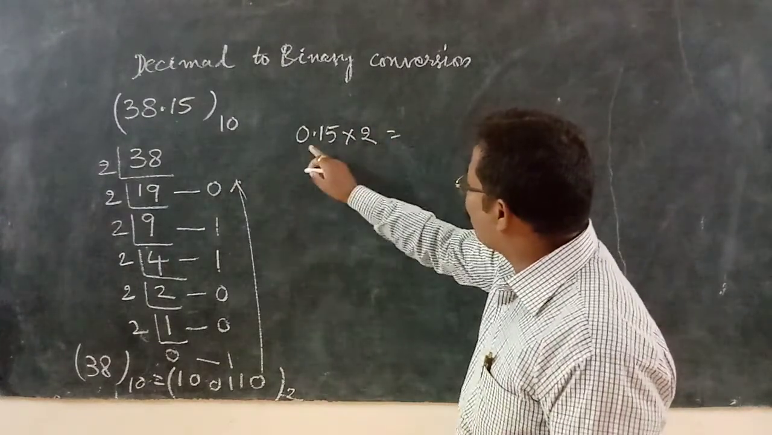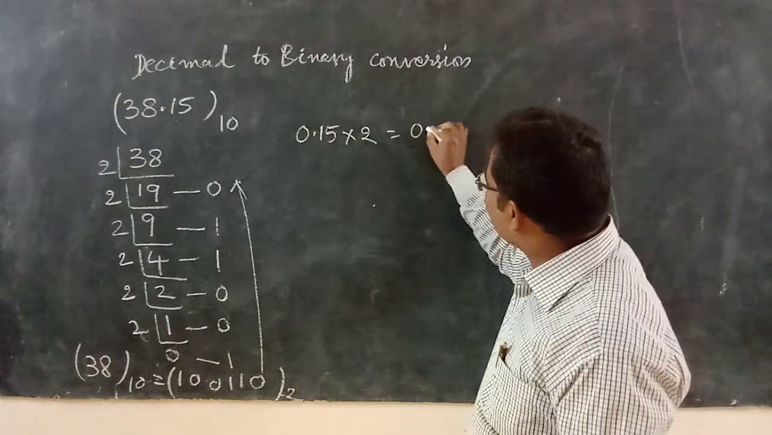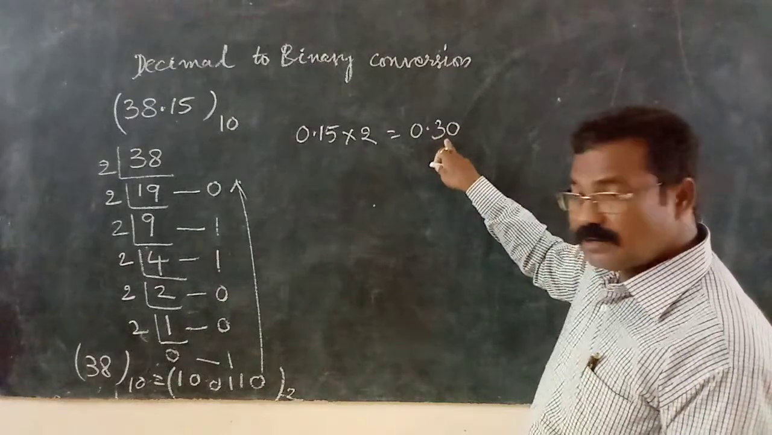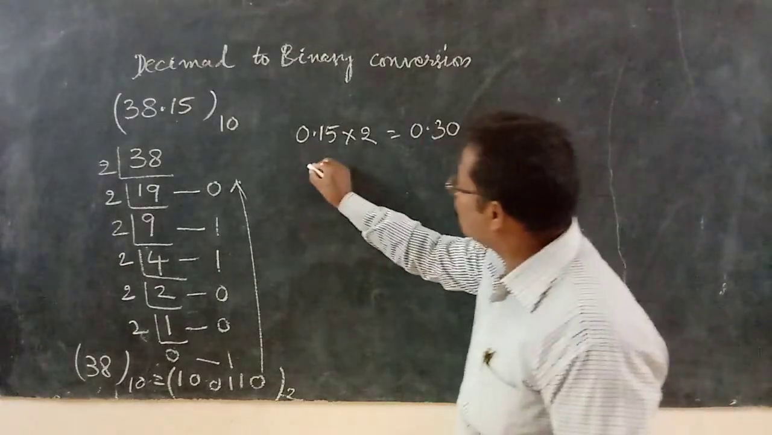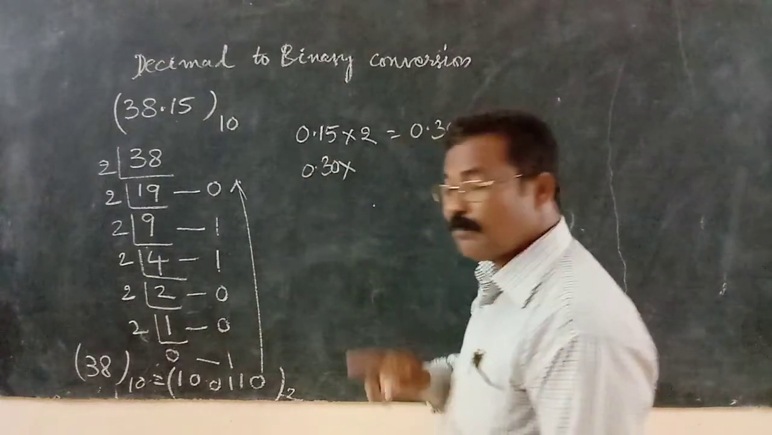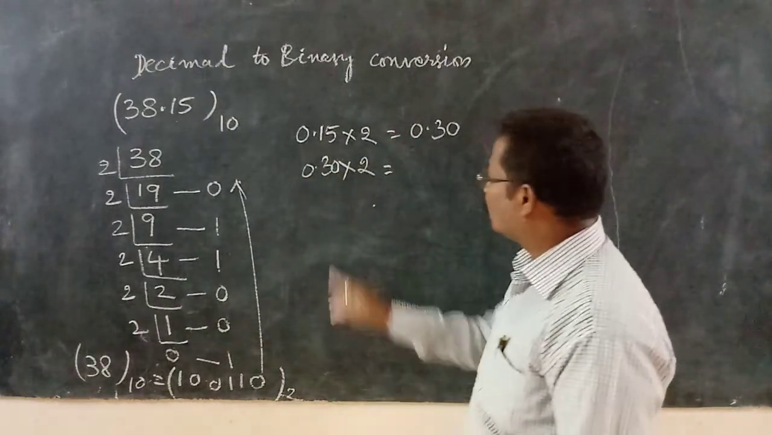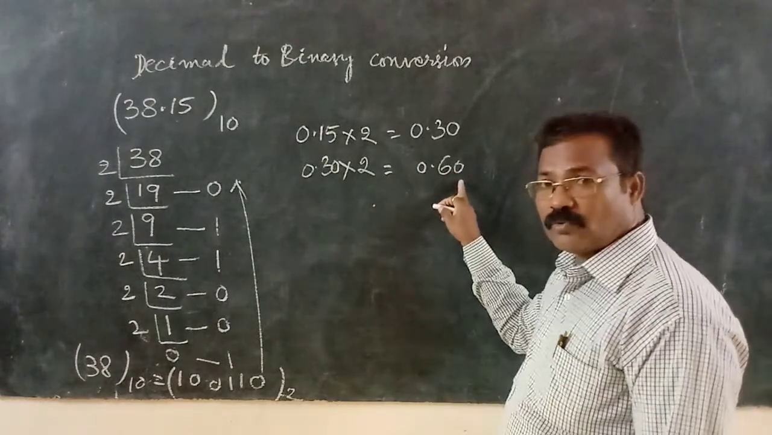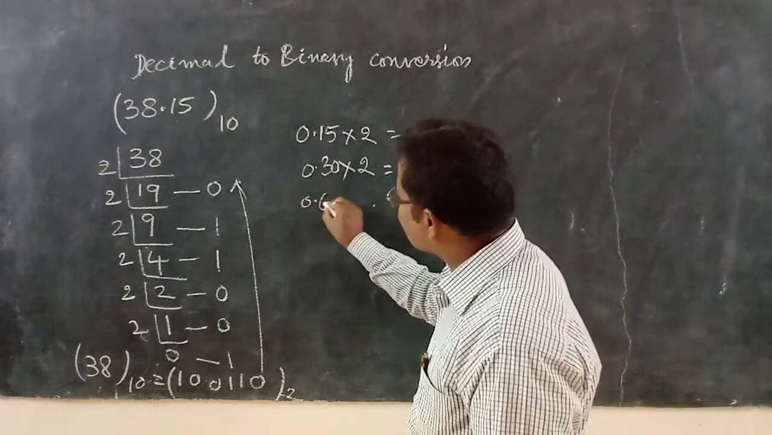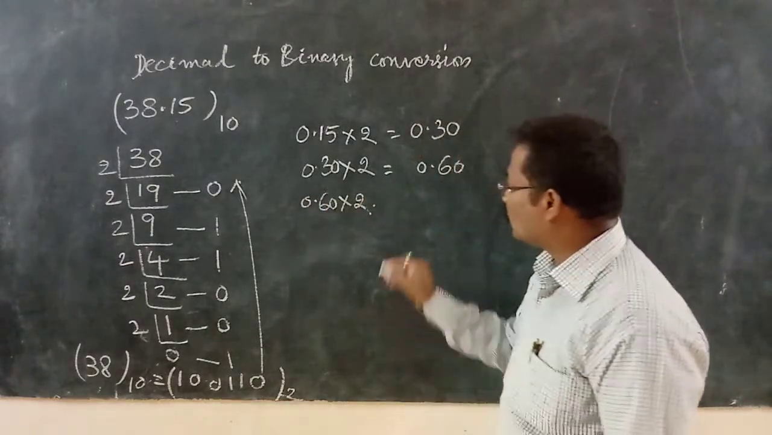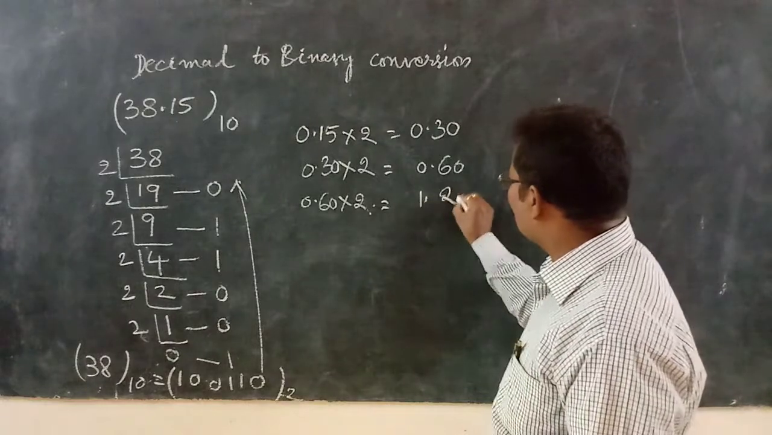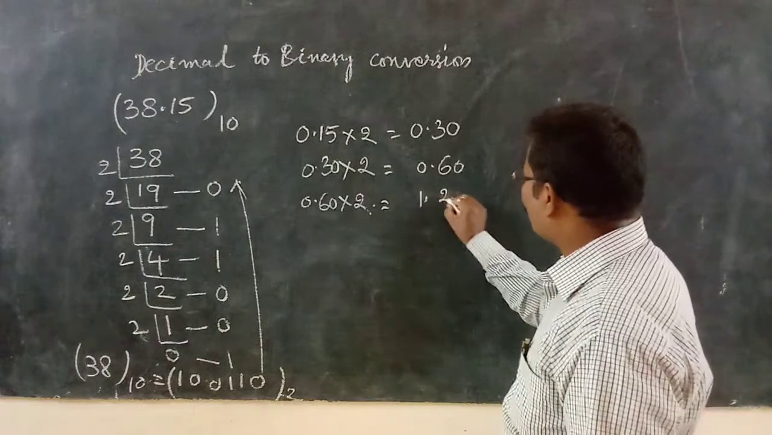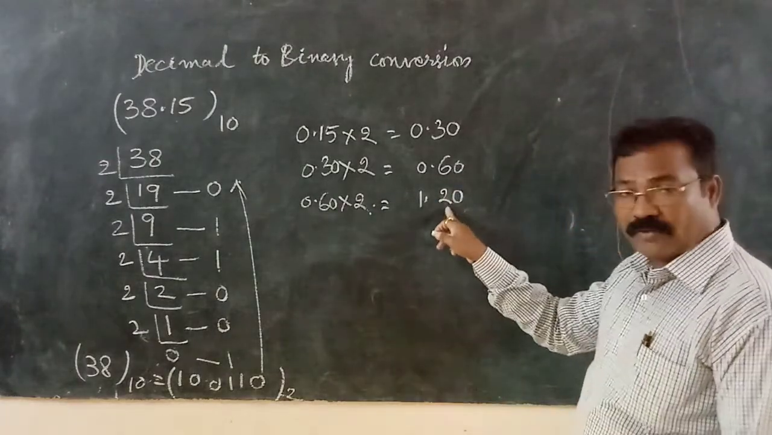Now, 0.15 into 2 is equal to 0.30. Now you have to take the fractional part only here, 0.30, and again multiply with 2. That is equal to 0.60. Again take the fractional part, 0.60, into 2. That is equal to 1.20. Again take the fractional part only here.